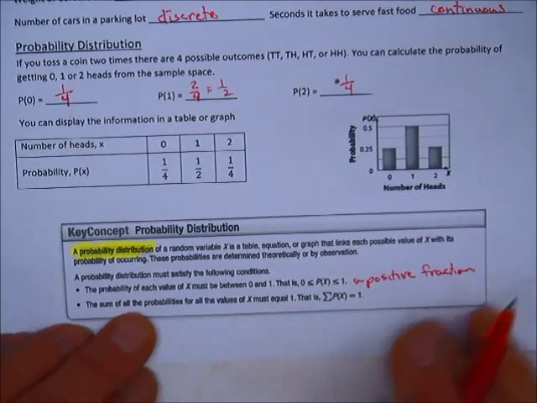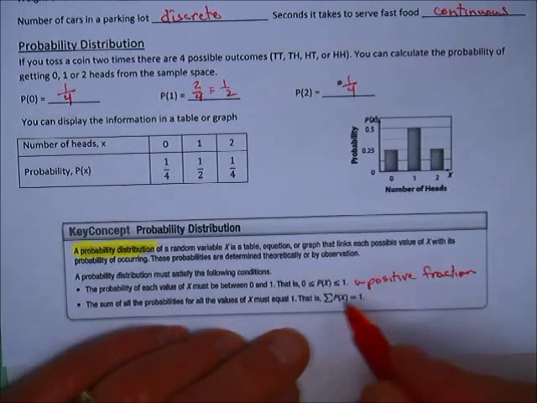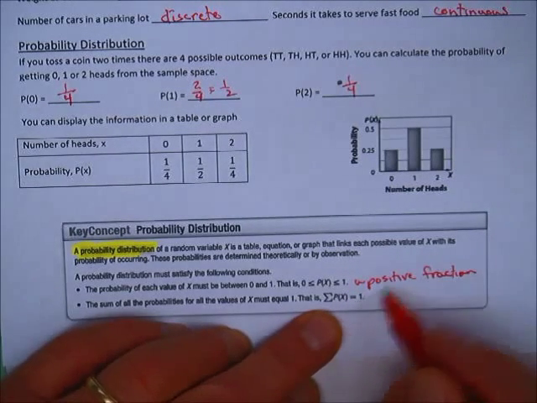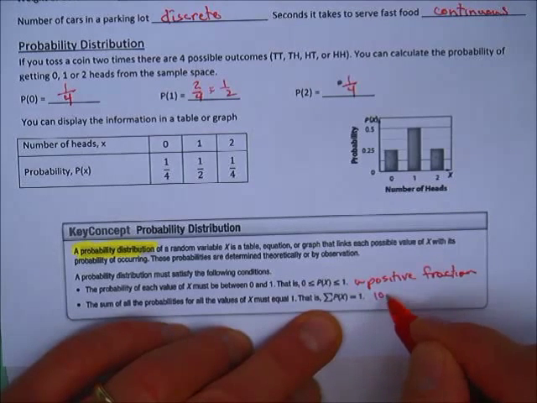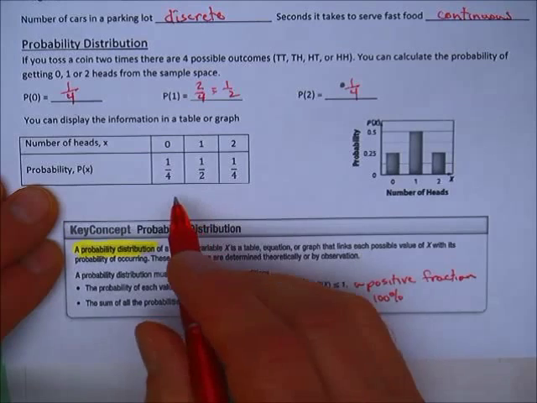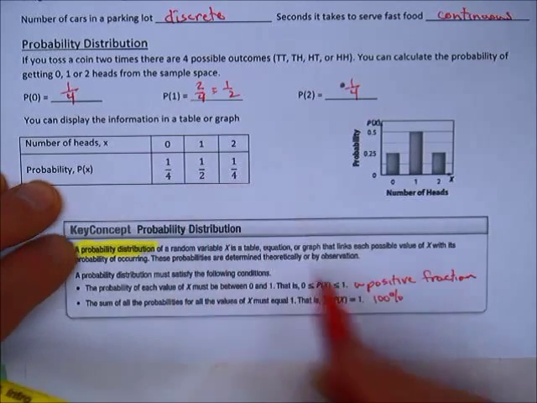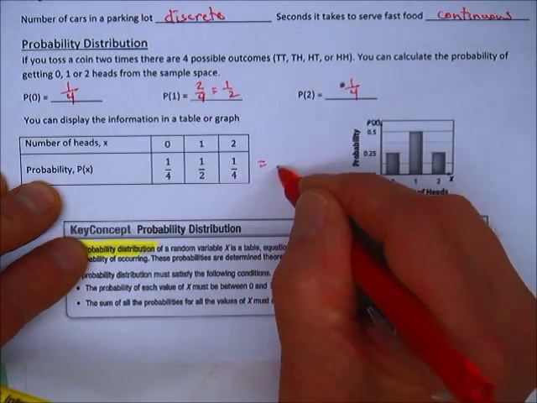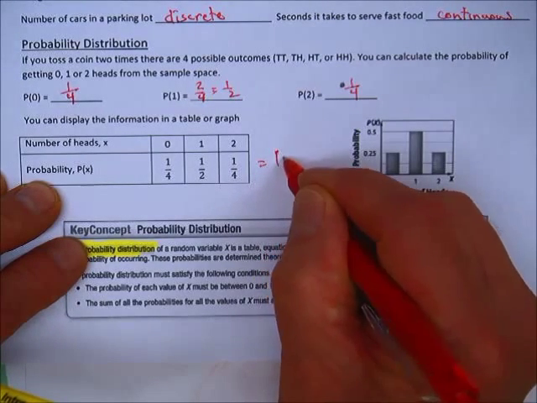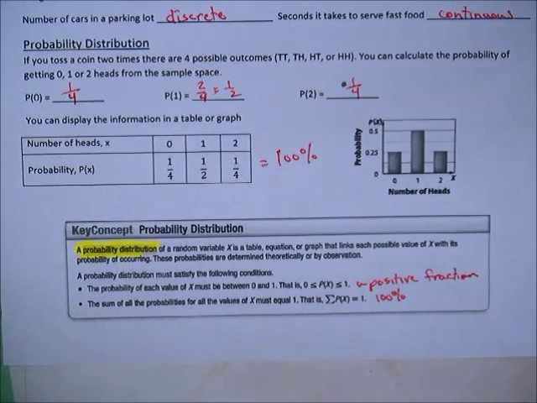And then the sum of all the probabilities for all the values of x must equal 1. In other words, the sum of all the probabilities equaling 1 is 100%. And if we look up here at these probabilities for getting heads, you get 1/4 plus 1/2 plus 1/4. That equals 1, 100%. Okay.